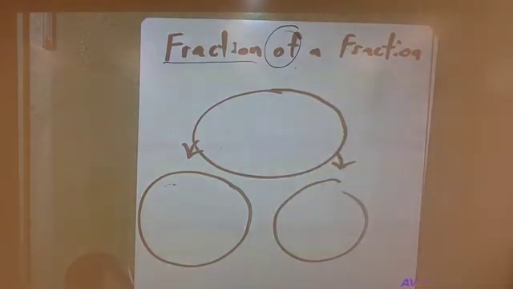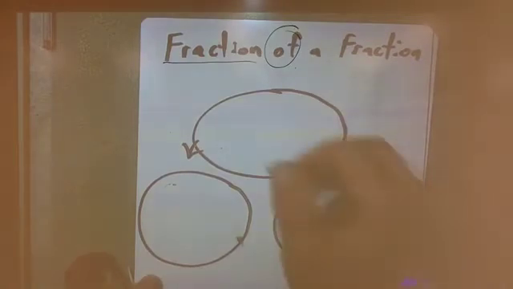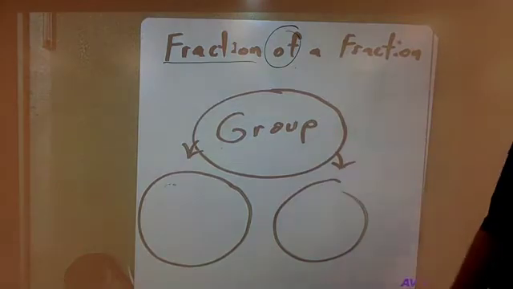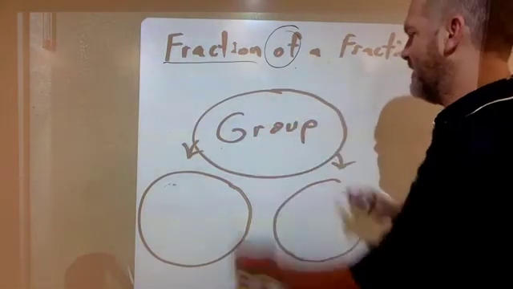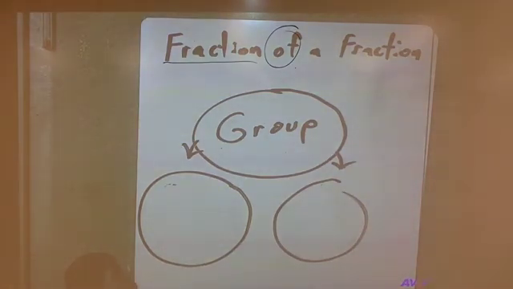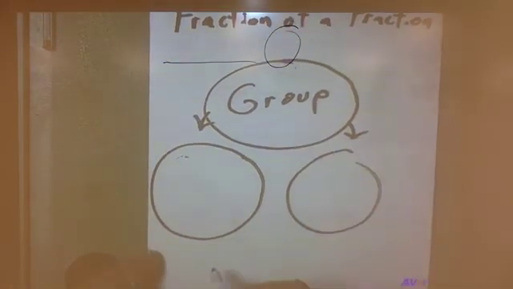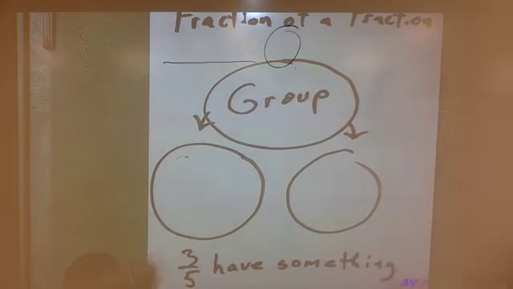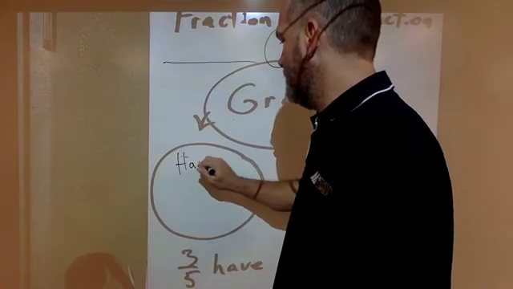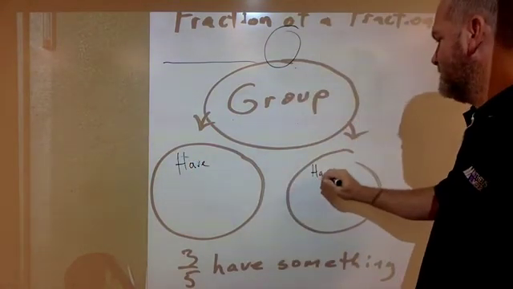And I'm going to just call this the group. That's the entire group. Every problem is going to start with a whole group of something, and then it's going to split it into 2 fractions, 2 smaller groups. So we'll say, of that group, 3/5 have something. So we'll call this the haves group. They have something. And we'll call these the have-nots.